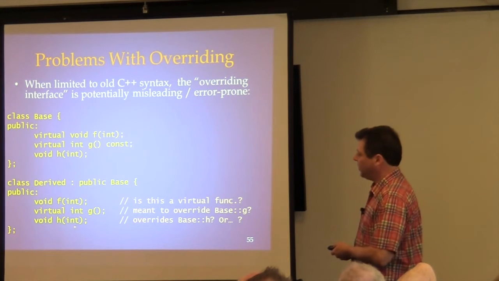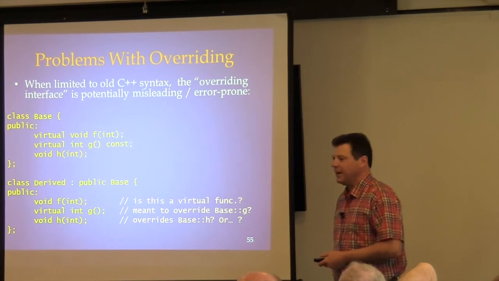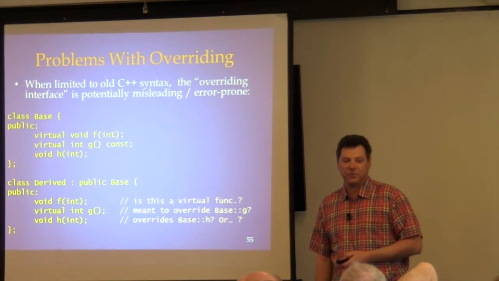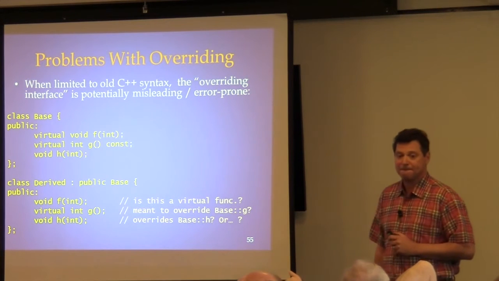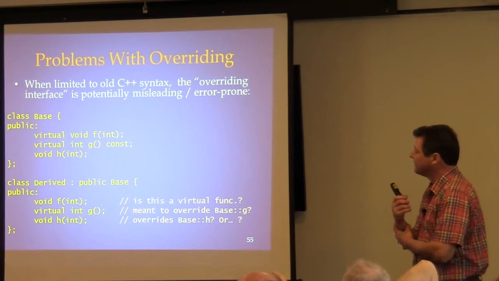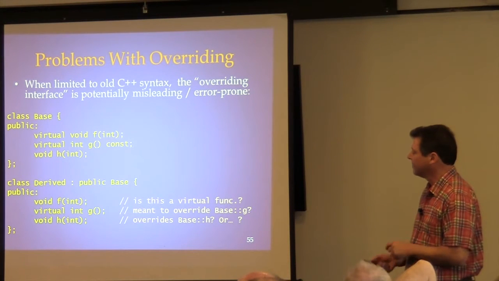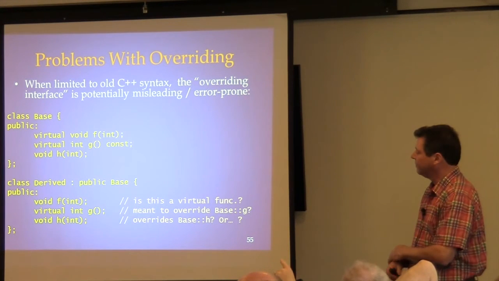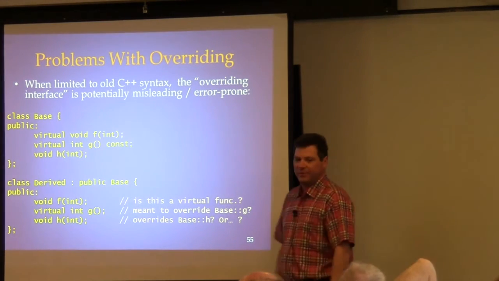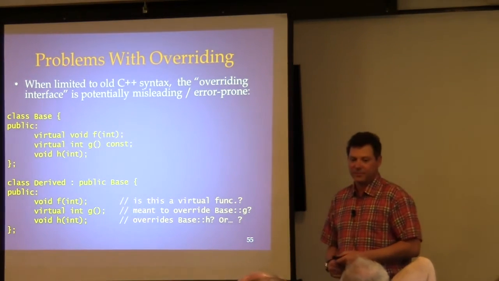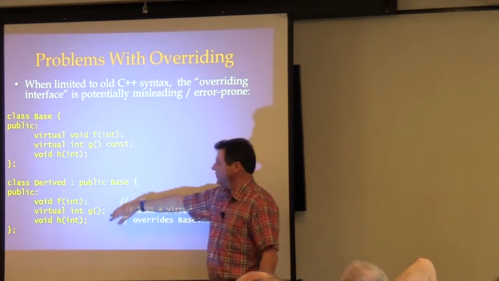What does this do? Does this override base's H? No, because to override, it has to be a virtual function. That's the definition of the word override. On the other hand, if you have a variable of type derived, then it will use the H in the derived class. If you have a variable of type base, it will use the H in the base. So there are all sorts of situations where you think you're overriding, but you're really not.